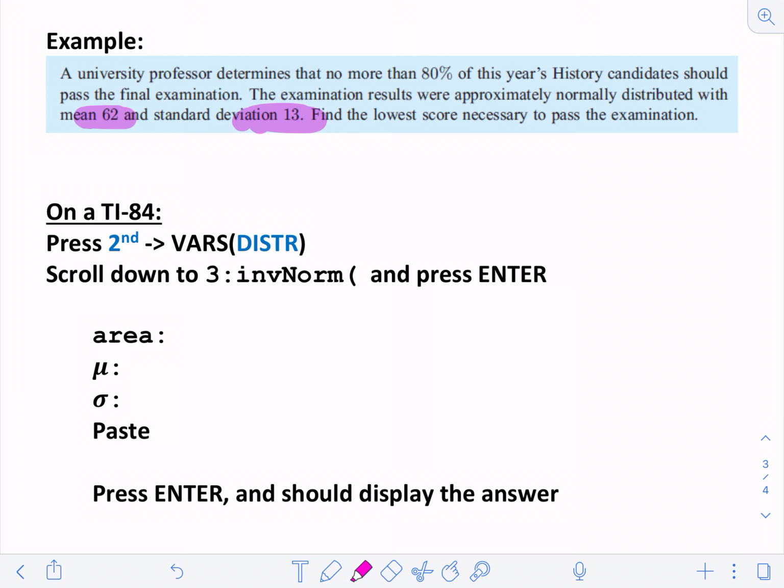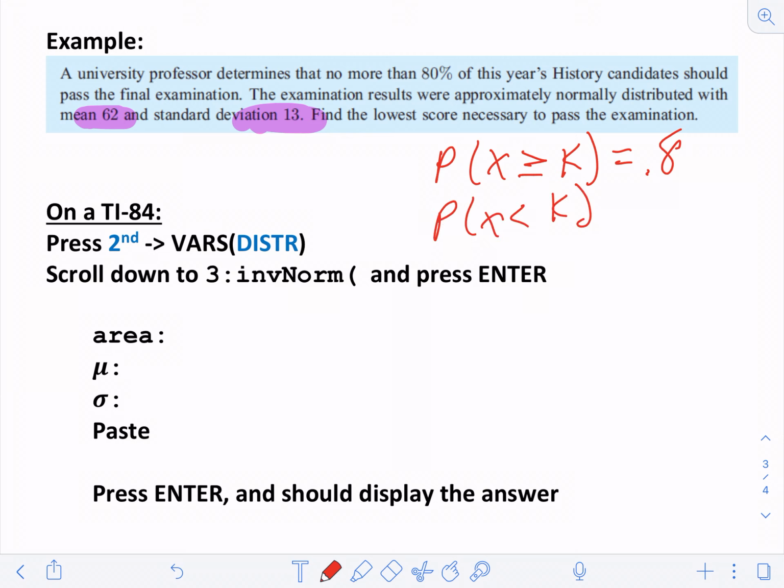So we want to find what's the lowest score necessary to pass, because only 80% are going to actually pass here, right? So we're looking at this normal distribution. 80% are going to pass. So we're going to say that P, back to a pencil here, we're going to do the probability of some x greater than some value k is going to be 80%. Well, again, we can't do greater than 80. So what are we going to do? We're going to look for the probability that x is less than some value k that is going to be equal to 20%, or 0.2.